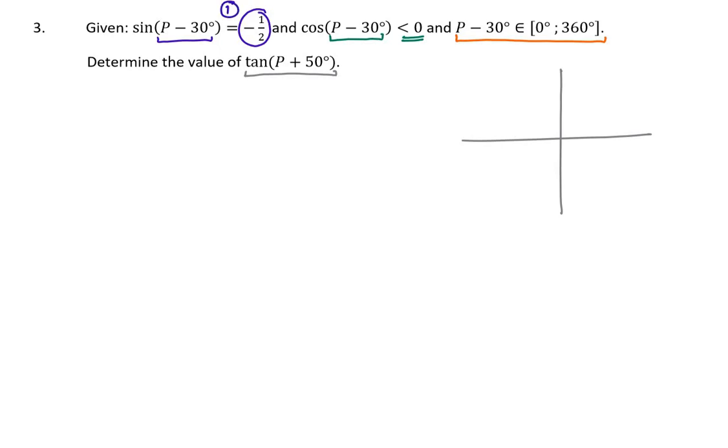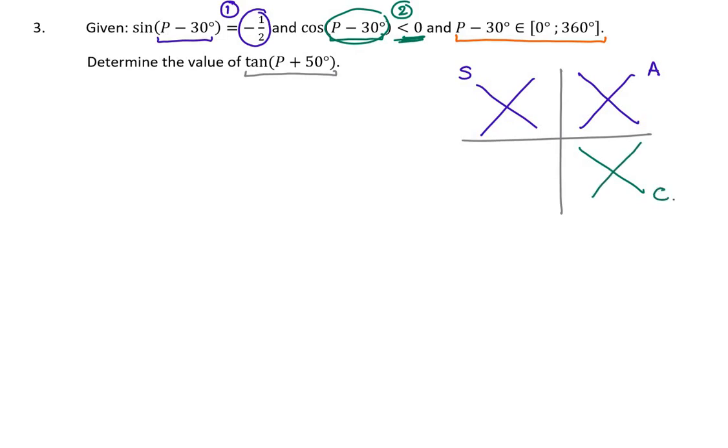negative. So if sine of p is negative, don't forget All Stations, so both of those are quadrants where sine is positive. So p minus 30 cannot be in quadrants 1 and 2. But our second bit of information tells us that cos of this angle, wherever it is, is negative, which means it cannot be in quadrant 4 because that's where cos is positive.